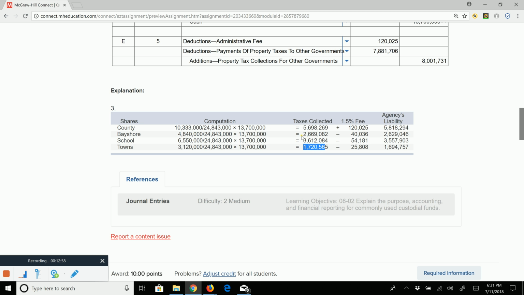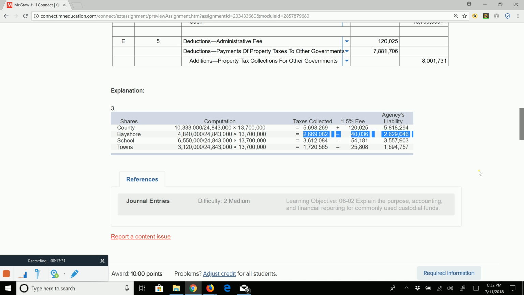So let's take as an example the town of Bayshore. We collected $2,669,082 on their behalf. Well, if we multiply that amount by 1.5%, we're going to get this number, $40,036. So we're going to subtract that from the $2,669,000. And if you see the last column, that is the liability that is due to the town of Bayshore.